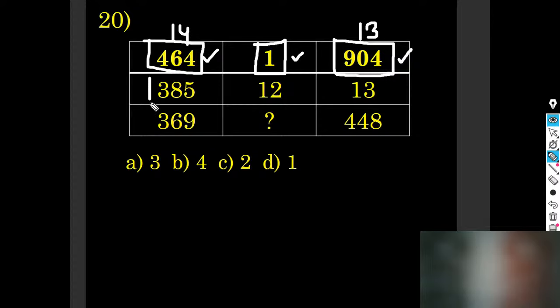So in the same way, add all the digits of 3, 8 and 5. Next, add all the digits of 1 and 3. Subtract them, then you will be getting the middle one.